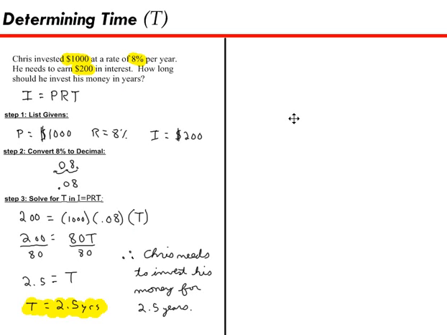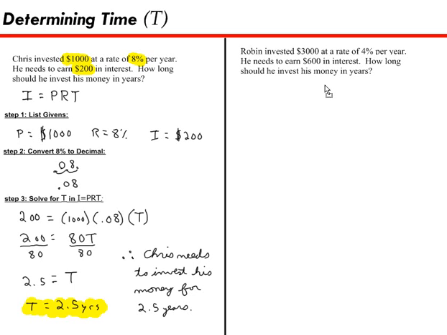Okay, so now we'll see how you do. I'll go ahead and give you a practice problem in this column, and I'll post a solution when you're ready. Just try and use the same steps that I've outlined here on the left. Your problem reads as follows. Robin invested $3,000 at a rate of 4% per year. He needs to earn $600 in interest. How long should he invest his money in years? Okay, go ahead.